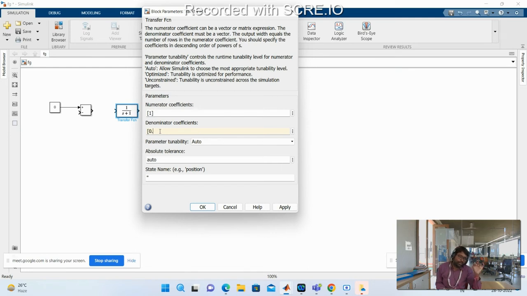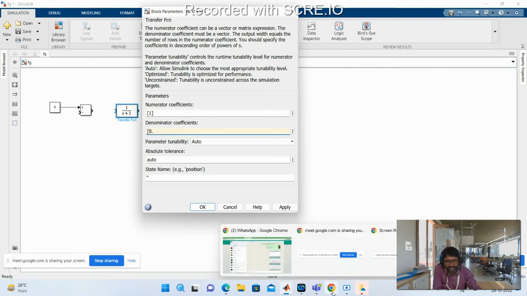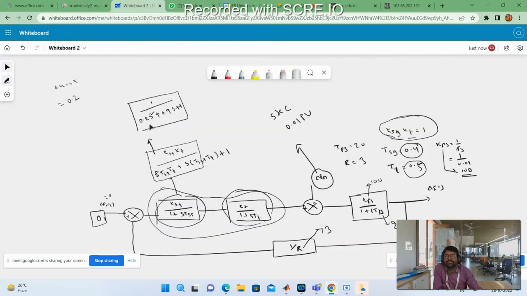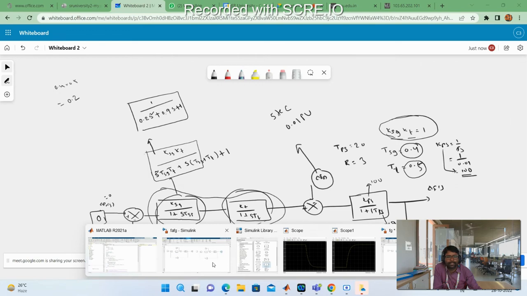What is the value? Is it 0.2 or 0.02? You can see I already shared the screenshot with you. So what are the values? 0.2 into s square, 0.9 into s and 1, right? Based on KSG KT equal to 1, TSG equal to 0.4, TT equal to 0.5, the transfer function will be 0.2 s square plus 0.9 into s plus 1, right?